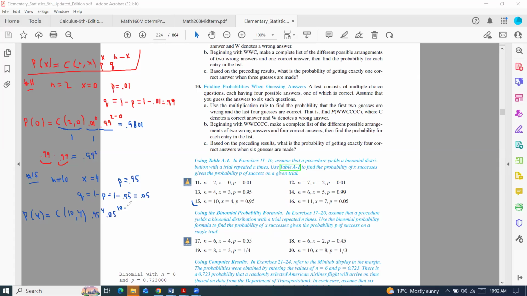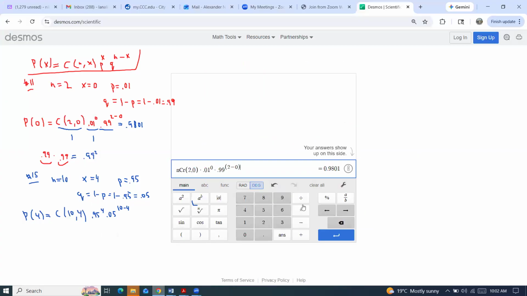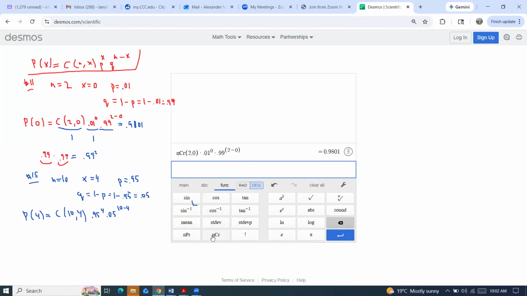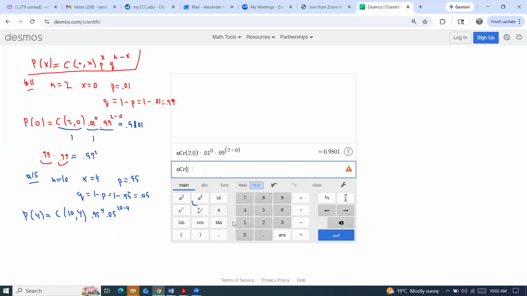I know lots of people prefer to calculate this and get 6, which is pretty straightforward. If you like, you could calculate it yourself partially to help your calculator, but you don't need to worry because the calculator can do it. So functions, again, combinations, right? Return back to main, 10, 4. So this is what I multiply by 95 hundredths raised to the power of 4.